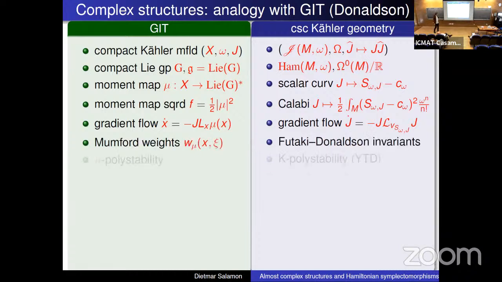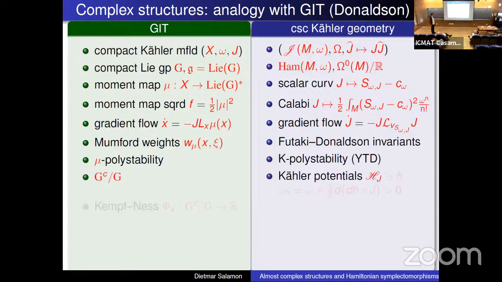And then one gets the so-called Futaki invariants, which are the analogs of the Mumford weights. There's a notion of stability which goes back to Yau, Tian, and then Donaldson of K-stability, which is the equivalent of polystability. And the space GC mod G becomes the space of Kähler potentials. And that's a very interesting space.